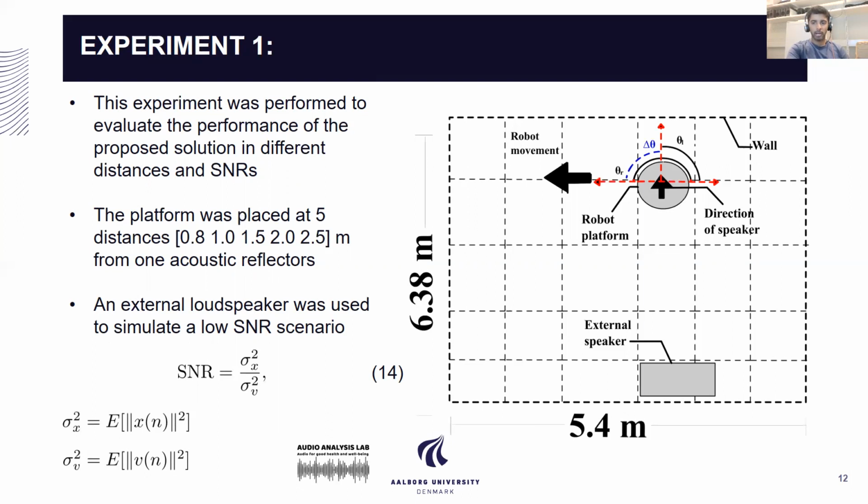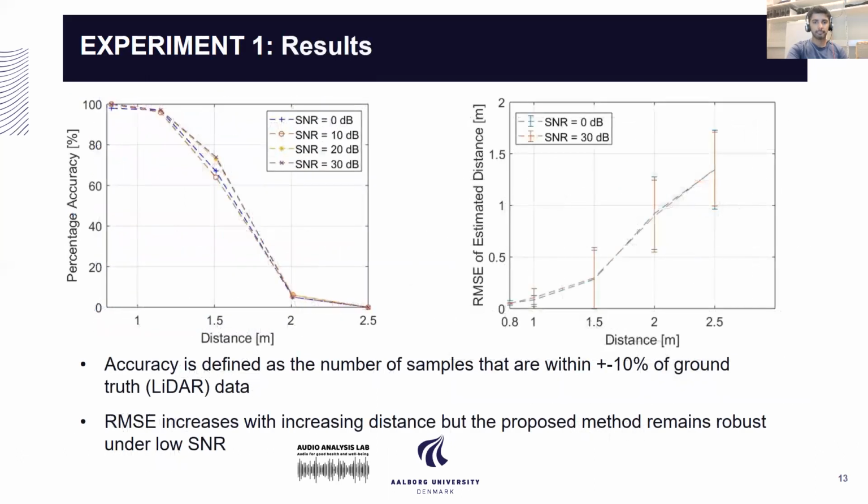5 probe signals with different intensities were recorded and their variance was calculated. The signal-to-noise ratio is defined as the ratio between the variance of the recorded probe signals, x of n, and the variance of the background noise, v of n. The experiment yielded these two results.